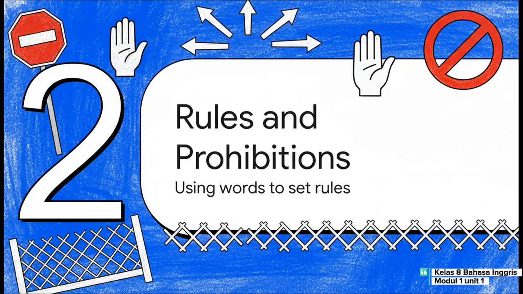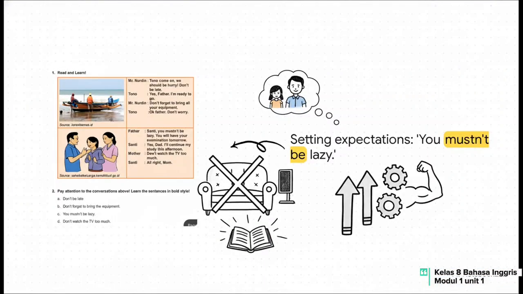So, the flip side of telling people what to do is, you guessed it, telling them what not to do. This is how we use our words to set rules and to establish boundaries. You know, when a father tells his daughter, you mustn't be lazy, it's way more than just a command. He's actually setting a standard, he's teaching a value. Prohibitions just like this are incredibly powerful tools for shaping behavior.